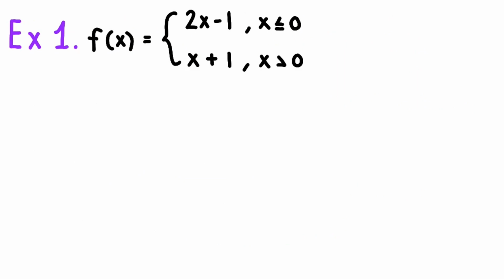Here we are given f of x equal to 2x minus 1 if x is less than or equal to 0, or x plus 1 if x is greater than 0. Our goal is to check the one-sided continuity at this endpoint of the interval, which is x equals 0. Before we solve this, feel free to pause the video so that you may try this one first on your own.